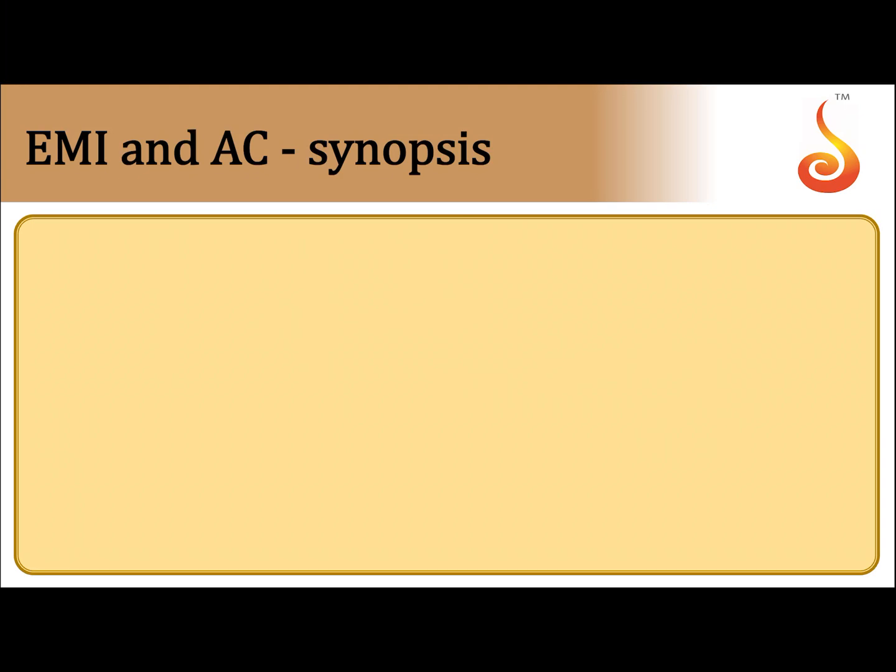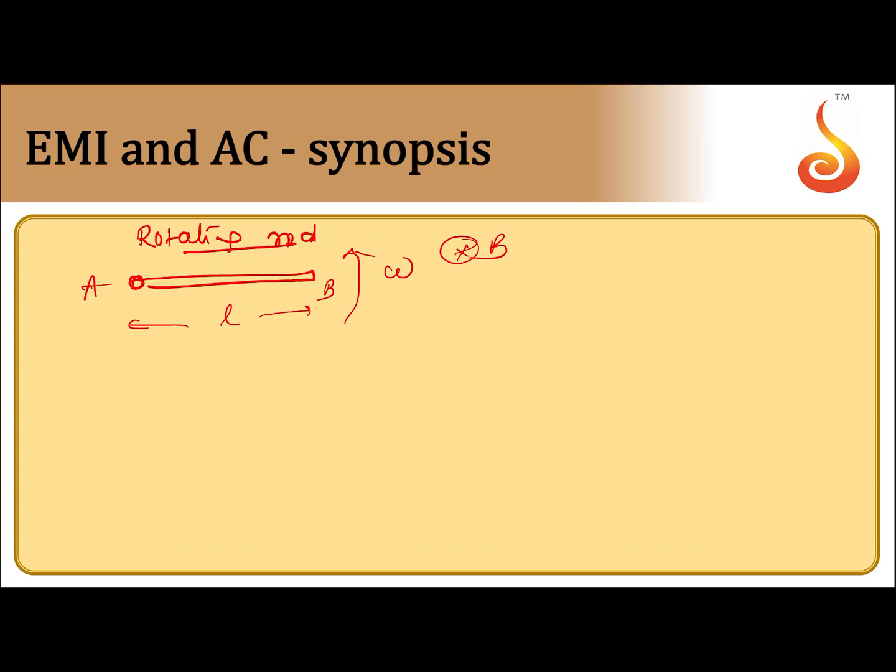One of the important applications of this concept is a rotating rod. If I consider a rod of length L rotating in a magnetic field B at a constant angular velocity omega, then between its ends A and B, the induced EMF is equal to half B omega L square.